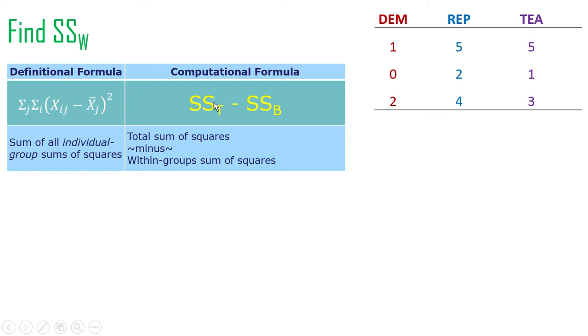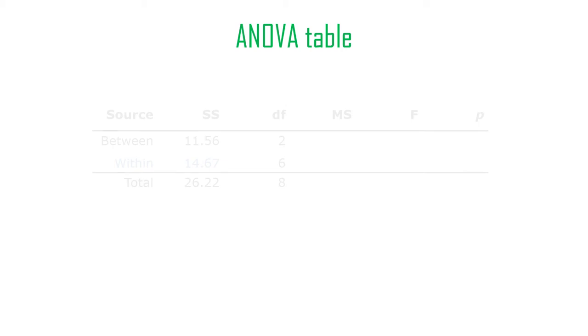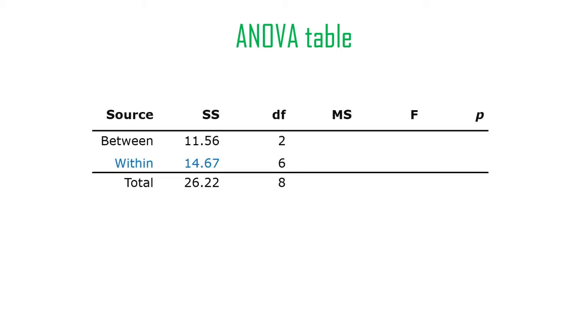But the computational formula is super easy. So sum of squares total minus the sum of squares between. We already figured that out. Total was 26.22. Between was 11.56. So we have 14.67. Easy peasy. So now our ANOVA table is filled in. And the hard work is now done.